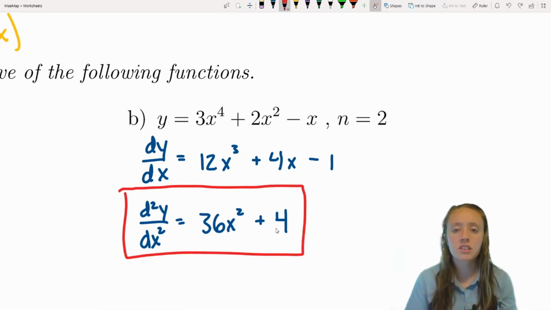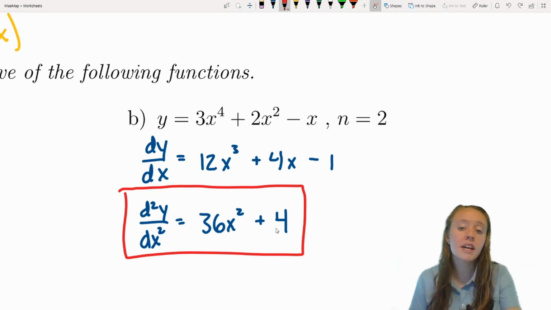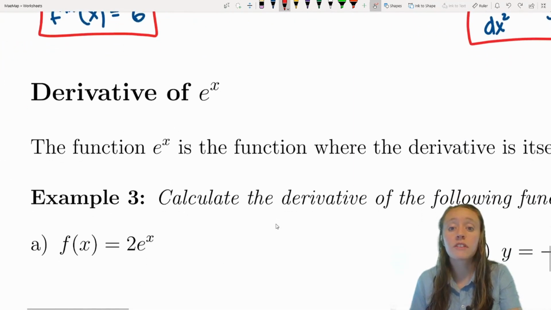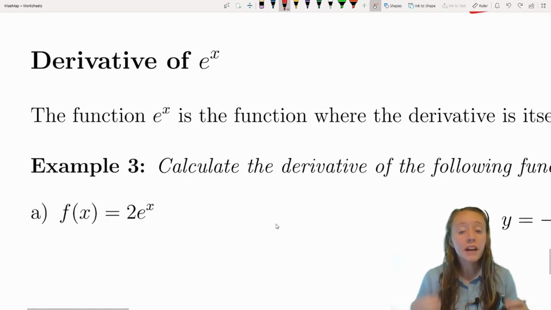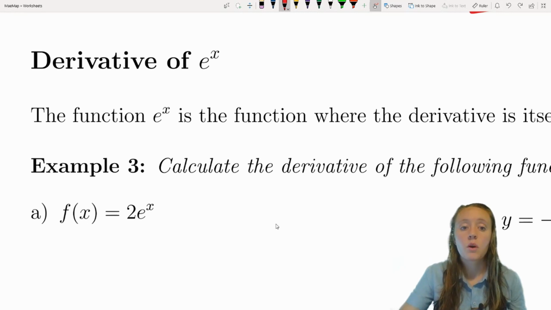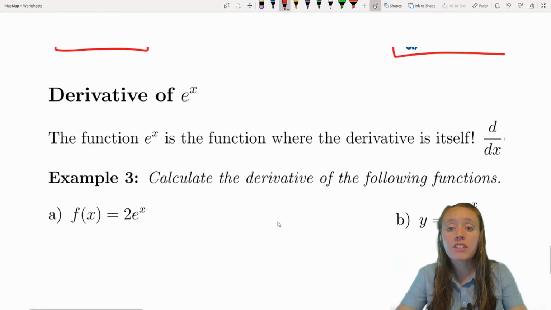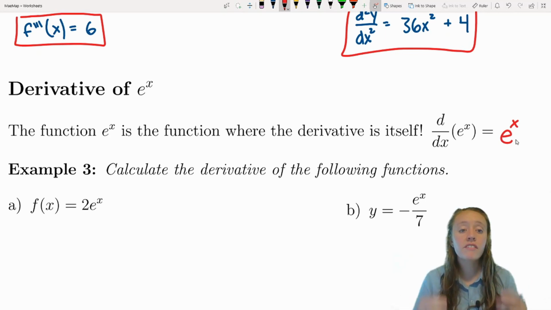So now that we have a good understanding of higher order derivatives, taking the derivative more than once, multiple times, let's move on to what I think is one of the coolest derivatives there is, the derivative of e to the x. So if we have the function e to the x, that is the only function where the derivative is itself. So the derivative of e to the x is e to the x, and it's the only function where this is true, with a few exceptions.